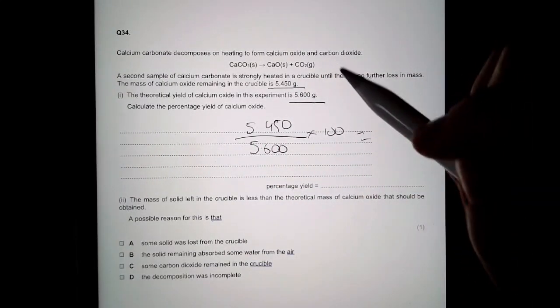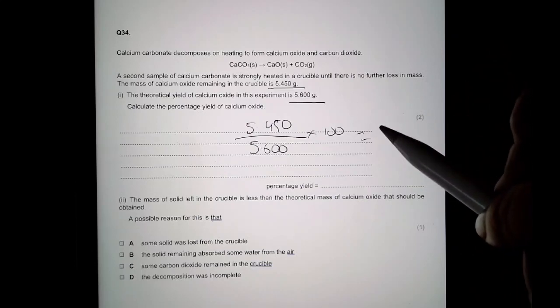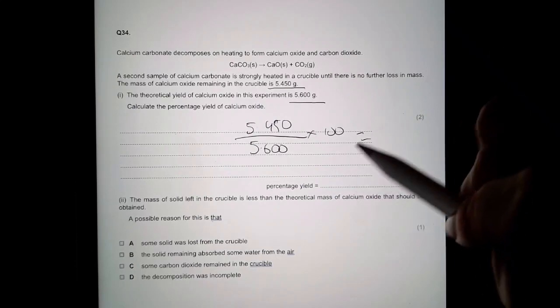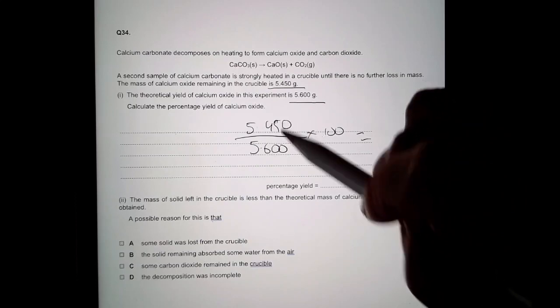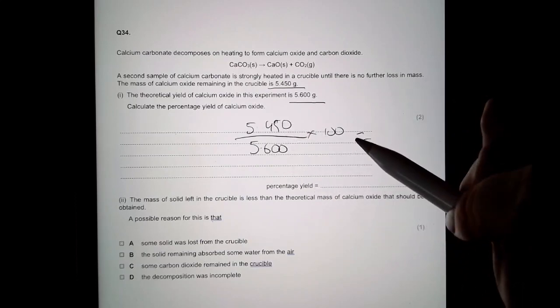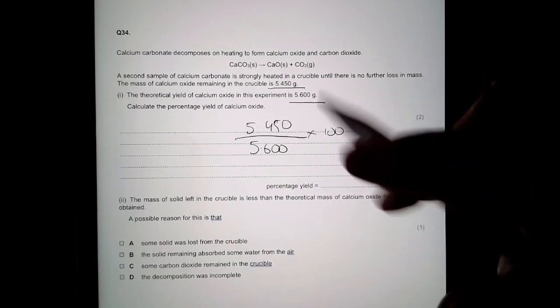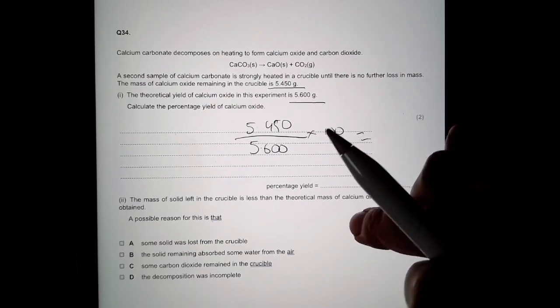Okay, when you're doing these, your answer should always be less than 100%. If you get an answer greater than 100%, then you have these two numbers the wrong way around. Your actual, the amount you get, will always be less than what you thought you were going to get in theory.